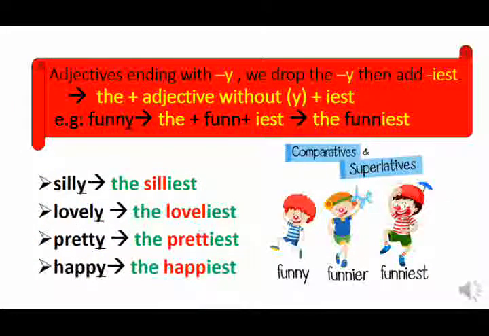For adjectives ending with Y, we drop the Y, then we add IEST. So the rule is to write the before the adjective, then to write the adjective without Y, and finally to write IEST. Let's look at the picture and make the superlative of the adjective funny ending with Y. Funny, the funniest. Some more examples of adjectives ending with Y are silly, the silliest, lovely, the loveliest, pretty, the prettiest, and happy, the happiest.